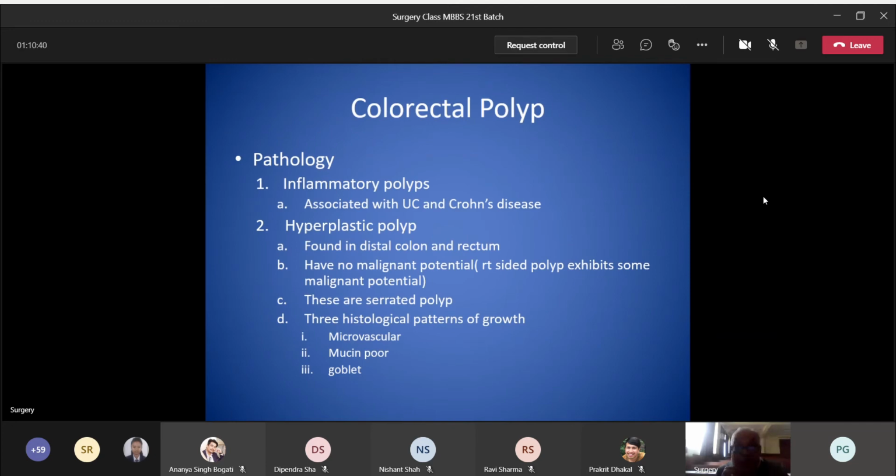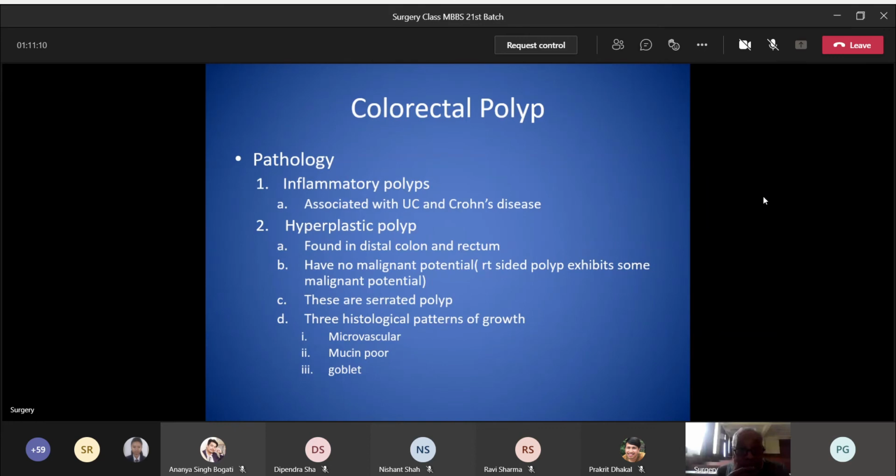So the pathology of polyps: why do these inflammatory polyps occur? Because there is inflammation, like inflammatory bowel disease, ulcerative colitis or Crohn's disease. There you can see the polyps come out. There is overgrowth of the tissue. Either they might be pseudopolyps, which don't have all the layers of a typical polyp, or there might also be true polyps in inflammatory polyps.